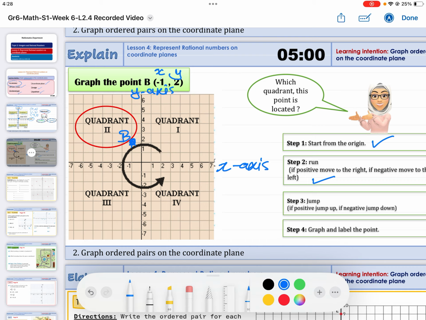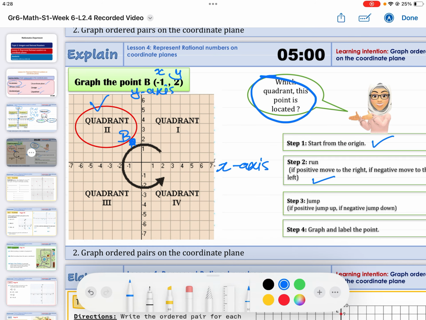Again, the steps are very simple. You run to the right or to the left according to your x coordinate, and then you make your jump up or down according to your y coordinate, whether it's positive or negative. Another question we will be asking is in which quadrant this point is located. As you can see, it's located in quadrant 2. And that's the lesson so far.